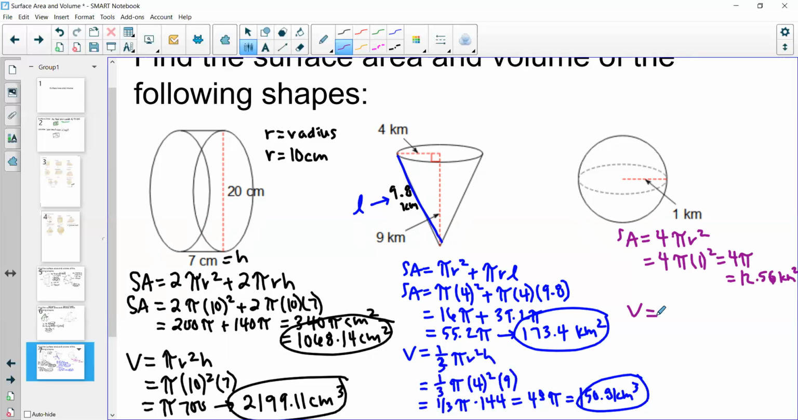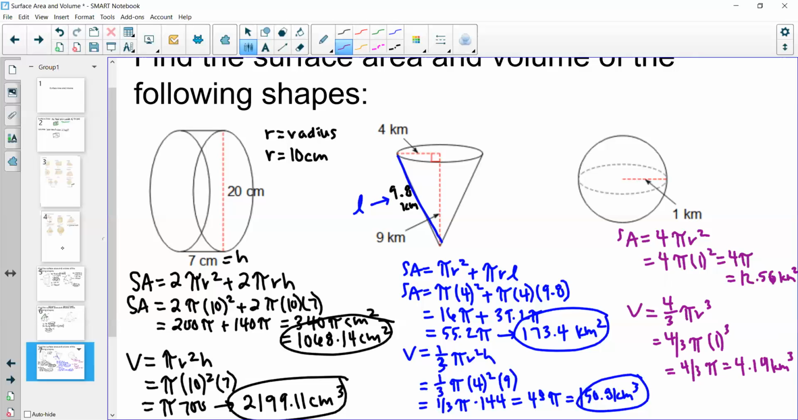Awesome. And then to find our volume here, our volume is 4/3 pi r cubed. So we're going to have 4/3 pi times our radius cubed, which actually makes this 4/3 pi, which is 4.19 kilometers cubed. Okay, it's really interesting about our volume and our surface area because typically for everything else, our surface area is less than our volume, but when it comes to a cone and a sphere, they actually are more than our volume sometimes, which is interesting, but pretty cool.